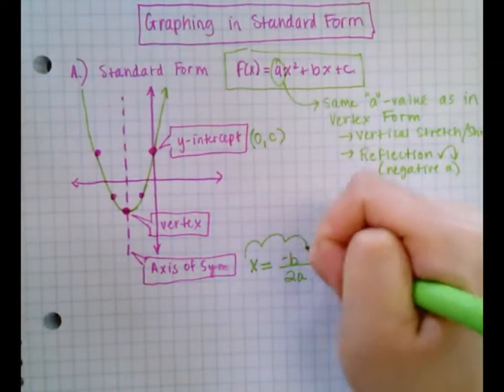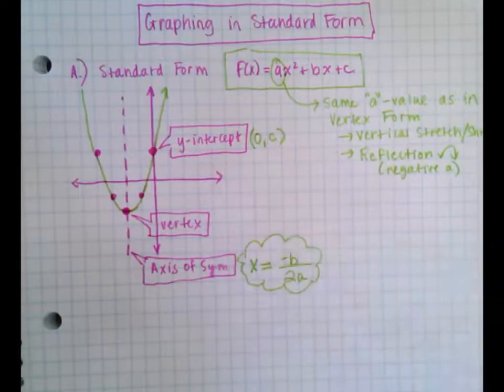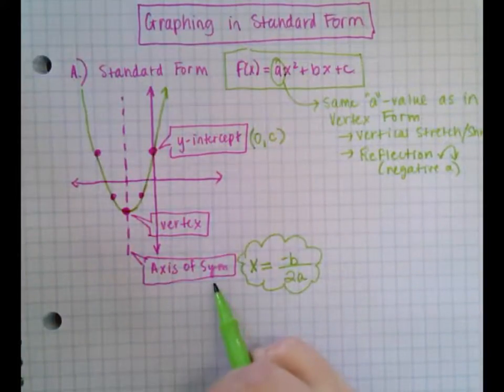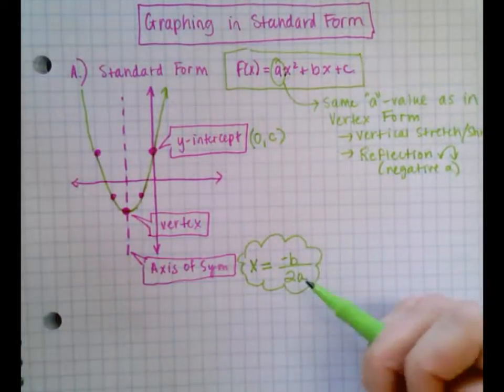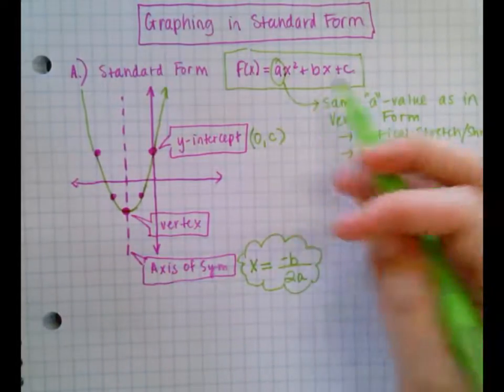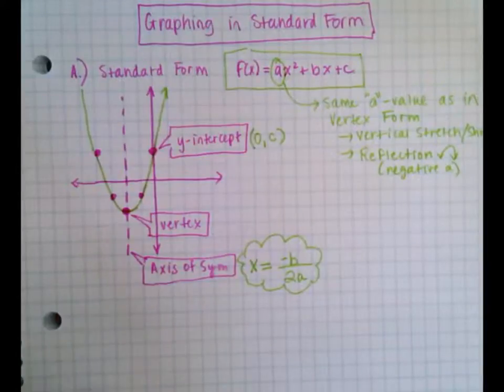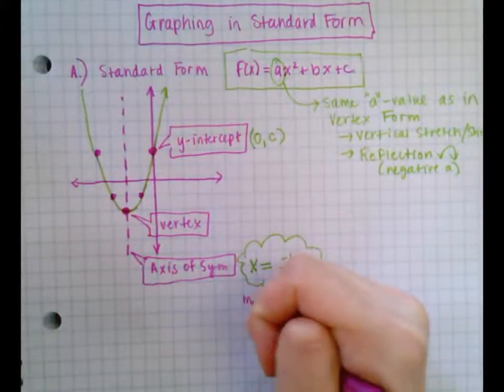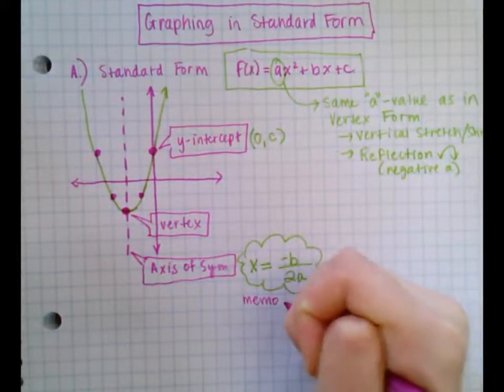Okay, so if you have a quadratic function in standard form, you can always find the axis of symmetry by plugging in the b value from your equation on top and plugging in the a value on the bottom in this formula. So just a quick note, this is a formula you will need to memorize.